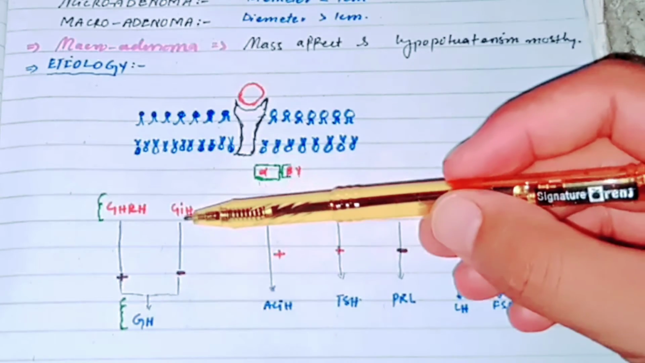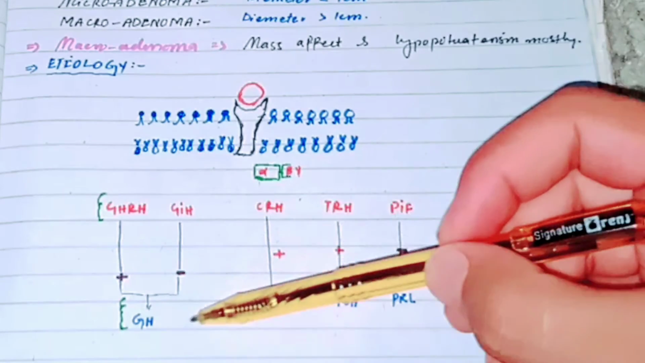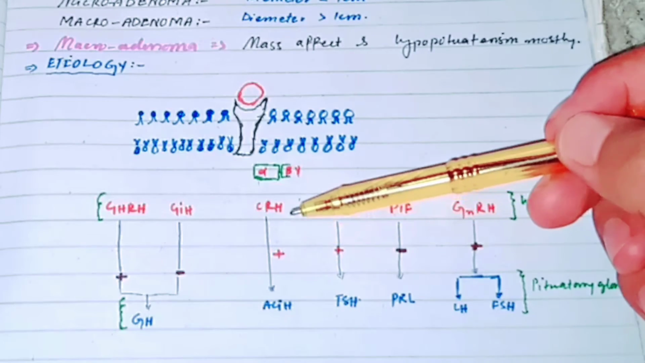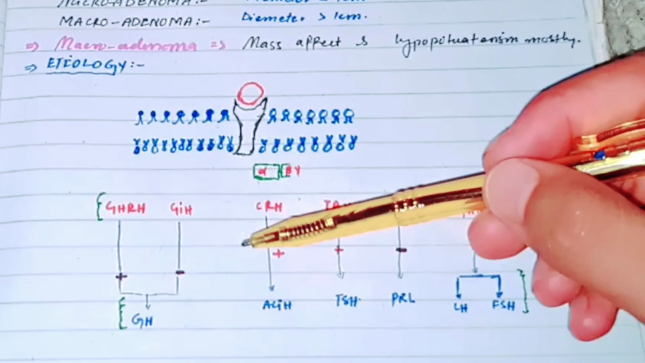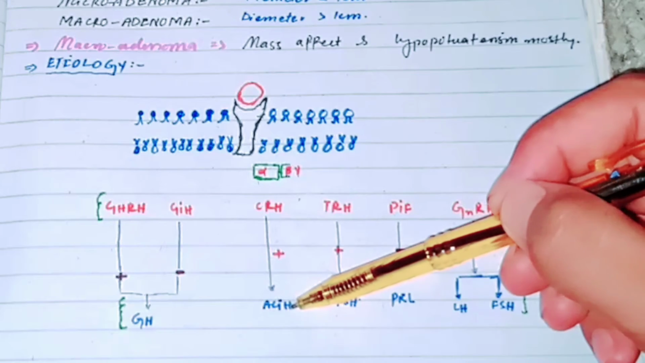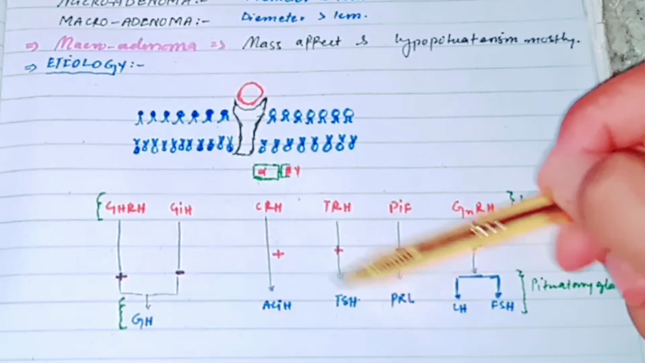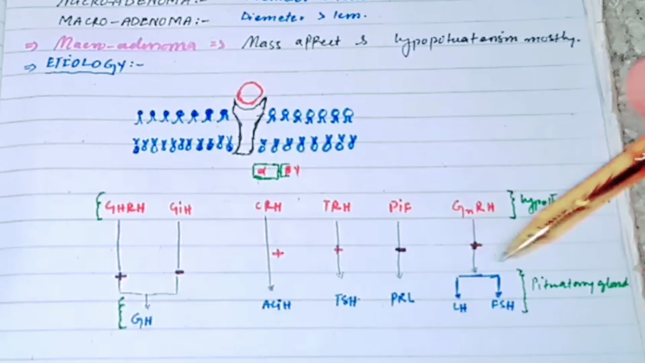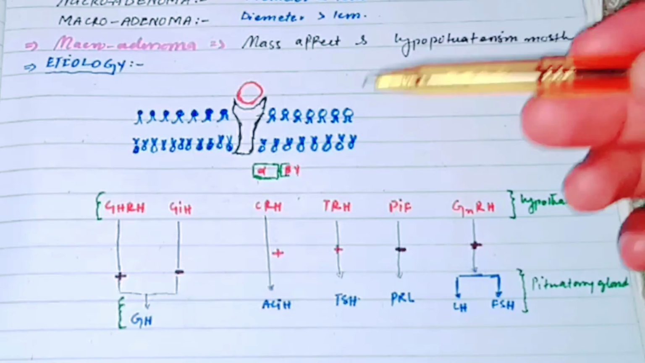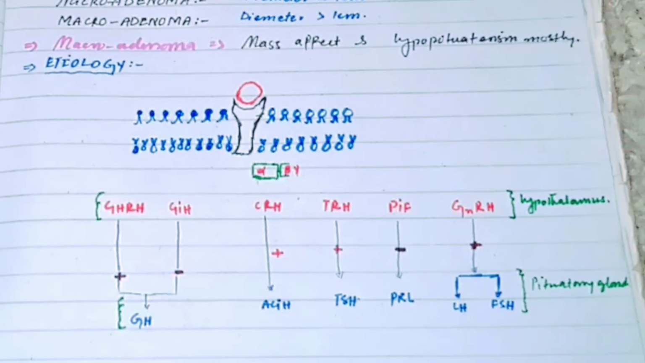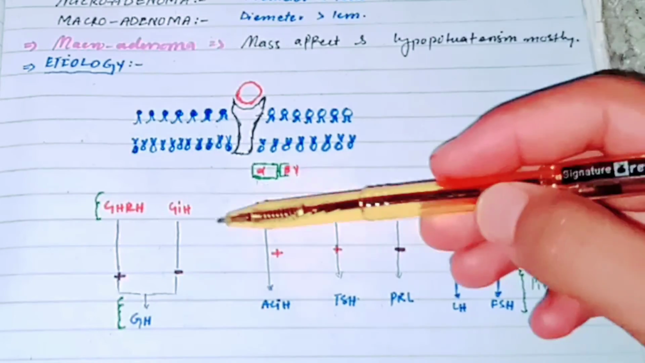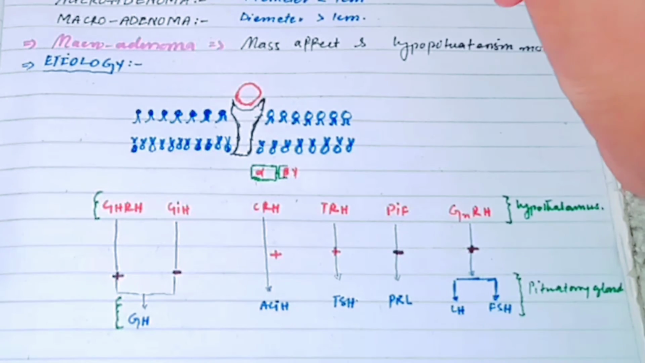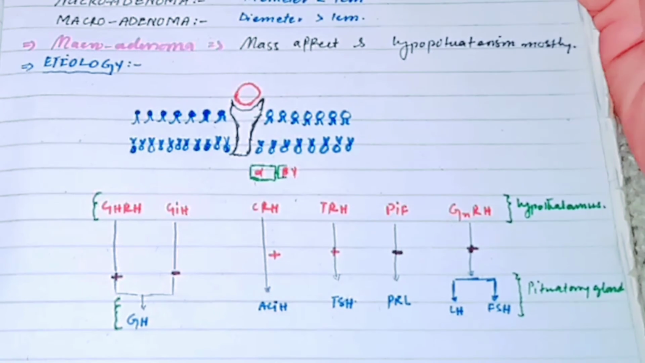But the hormone, when released from the anterior pituitary, goes into the blood, where it goes to the target site. For example, ACTH will go to the adrenal gland, TSH will go to the thyroid gland, prolactin will go to the breast, and LH and FSH will go to the sex organs. So these anterior pituitary hormones are under the control of the hypothalamus.